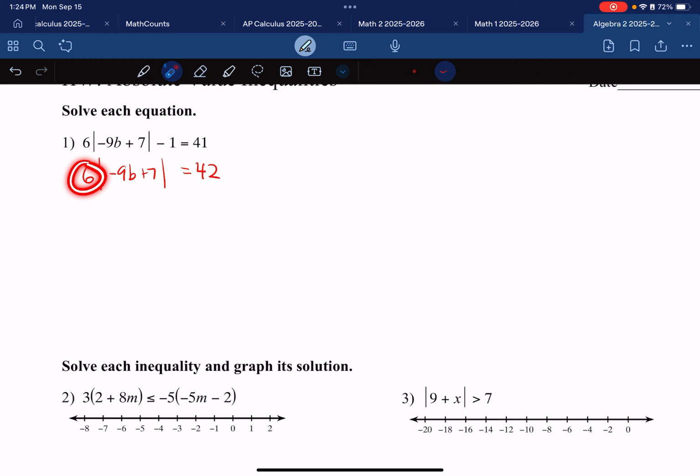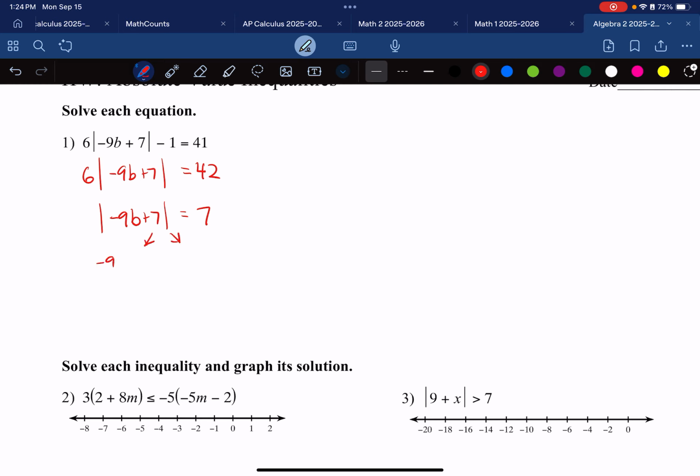Next, we're going to get rid of the 6. The 6 has no sign in between, so we assume it's being multiplied. Undoing the multiplication is division. Dividing both sides by 6 leaves behind just the absolute value of negative 9b plus 7 is equal to 42 divided by 6, which is 7. And then from there, we're going to drop the absolute value and turn it into two different equations.